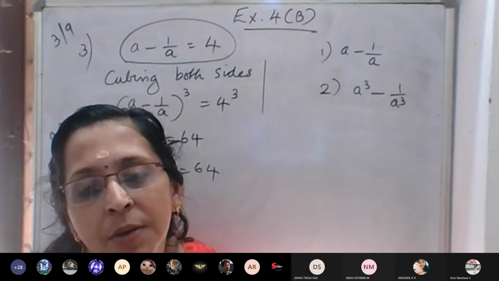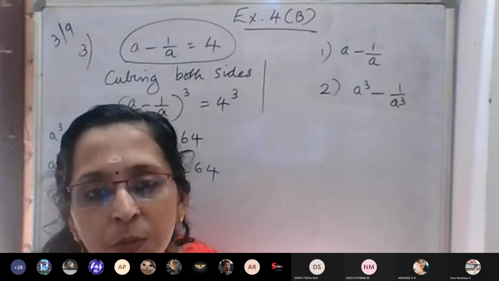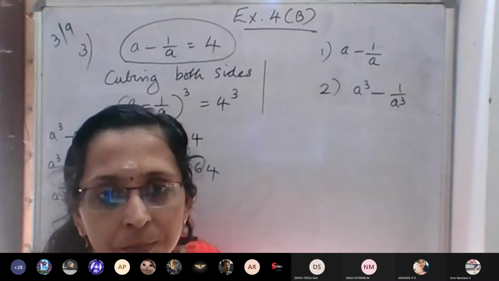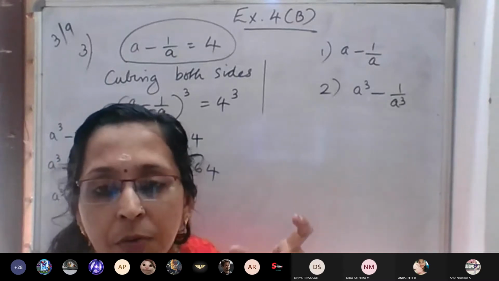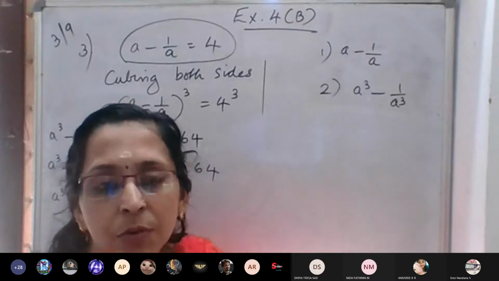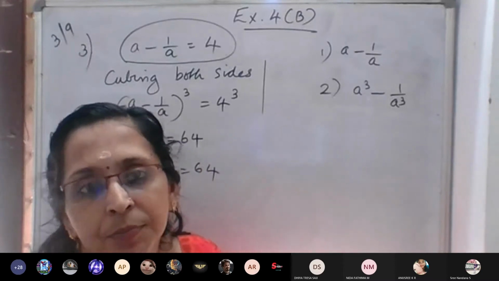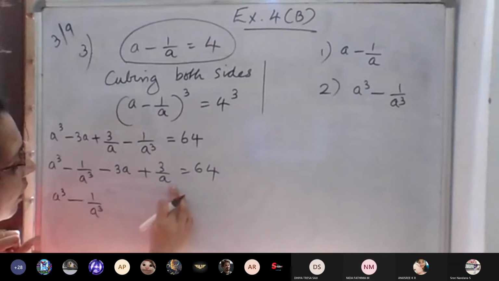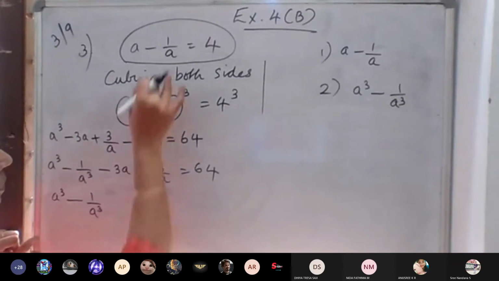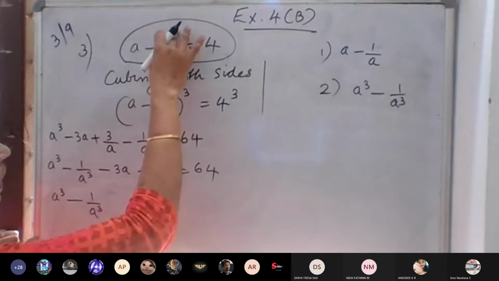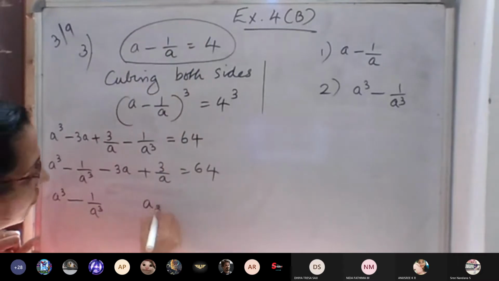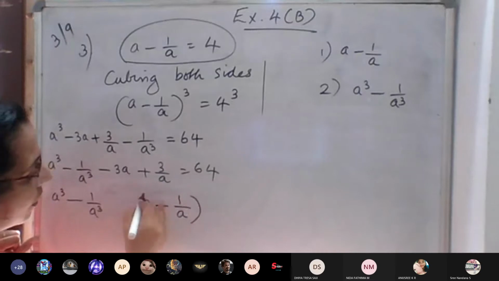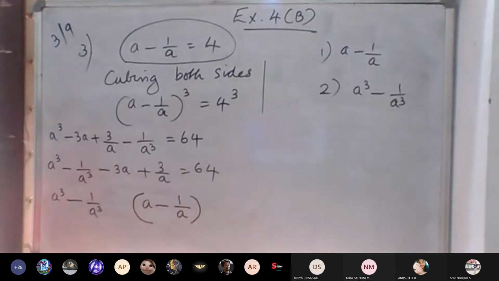The only answer is what? We don't have the value. We have the value for a minus 1 by a only. So whatever value we have, that way we have to take. The remaining thing we have to write in terms of a minus 1 by a. For that, the value will not change, but some adjustment we have to do.